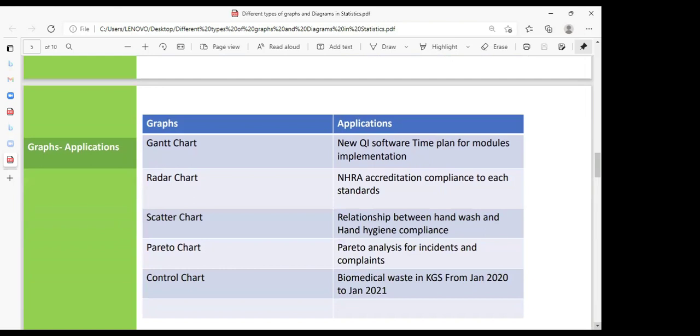Going further to Gantt chart, the example I've given here is a new QI software. When we implement any software, QC or QI software, the example I've given is from the QIRM point of view. Then the time plan for the different modules, because you'll have modules to be fulfilled. So you can have a time plan of which module to go in which month.